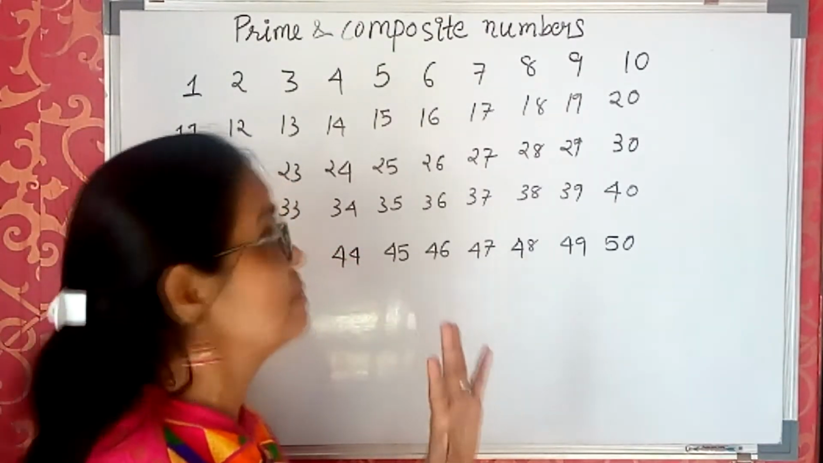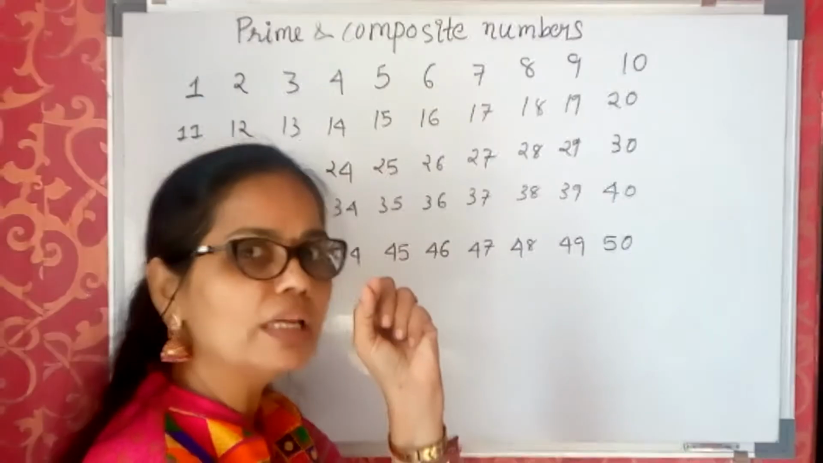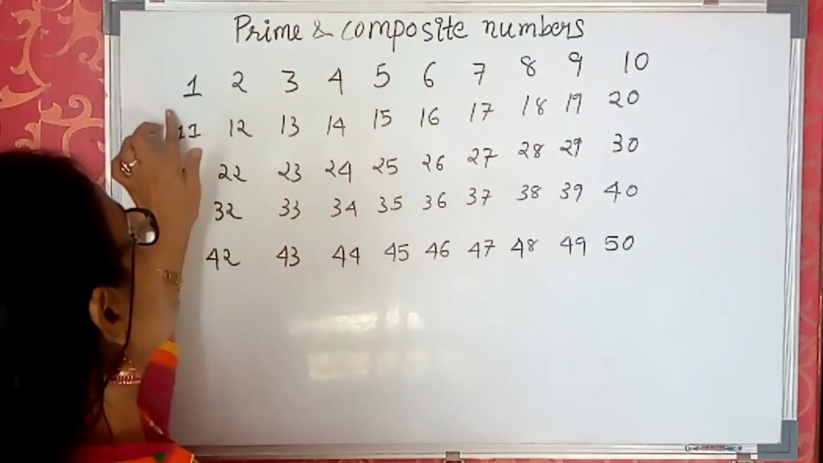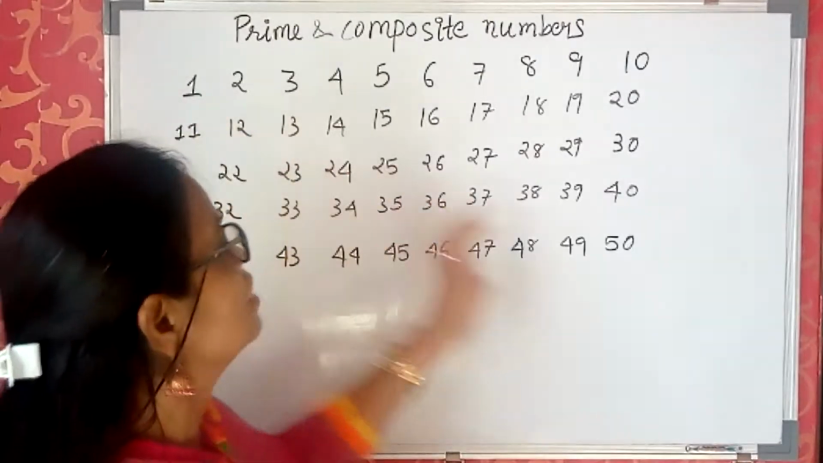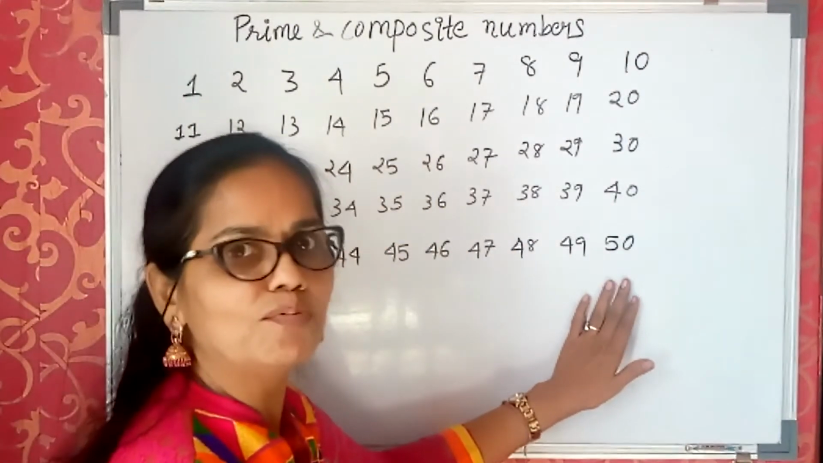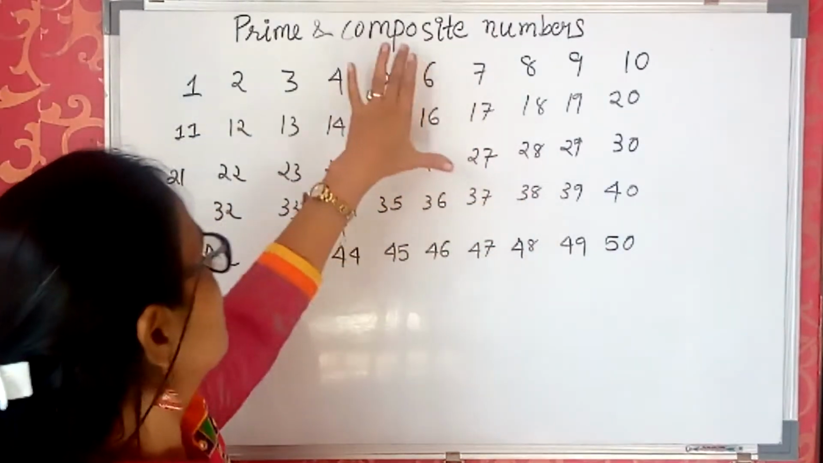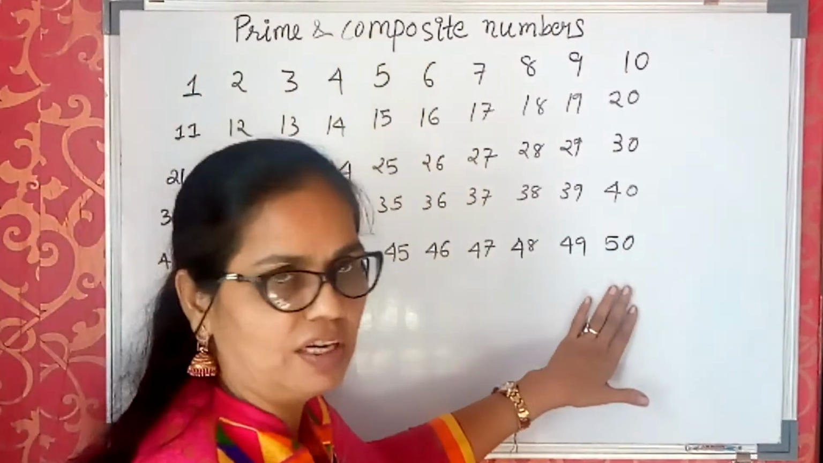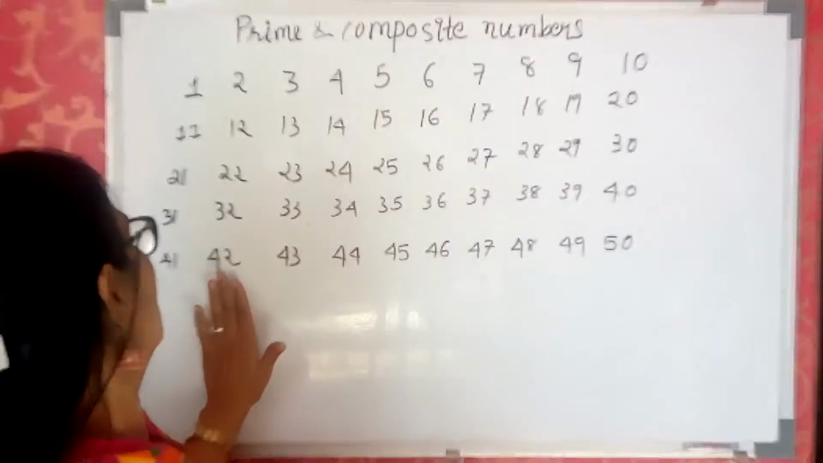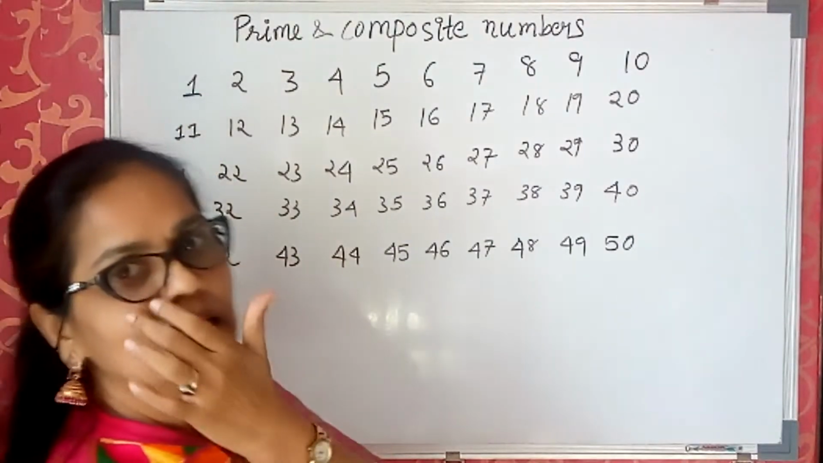Now I will explain this with a small game. Let us see. Here I have written the numbers from 1 to 50. You can write more than 50, till 100, it depends on you. But I have written 1 to 50. Now I want to explain you. First we'll start the game.